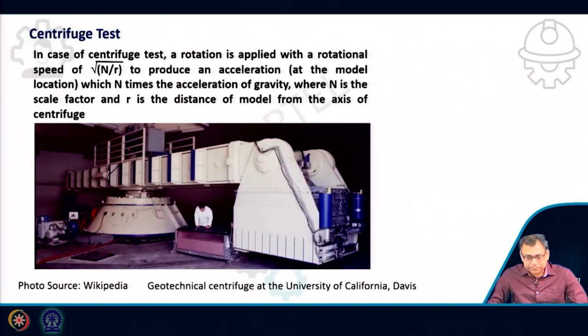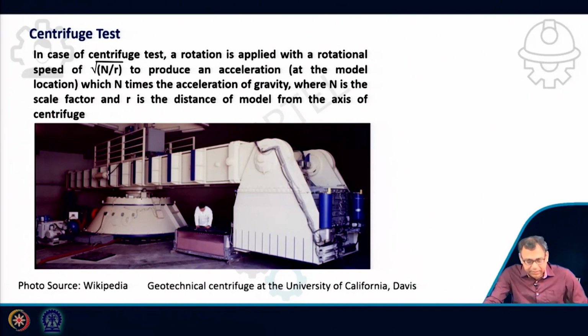So, all these things you can measure if you use the different instrumentation. Clear? And in the centrifuge test, a rotation is applied with a rotational speed of root over n by r to produce an acceleration at the model location which is n times the acceleration of gravity, where n is the scale factor and r is the distance of the model from the axis of the centrifuge. Clear? What does it mean?